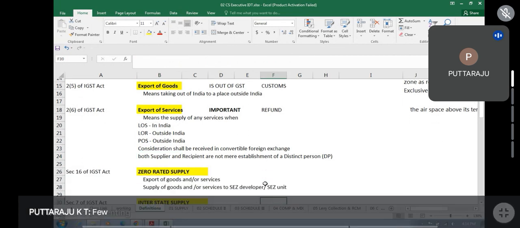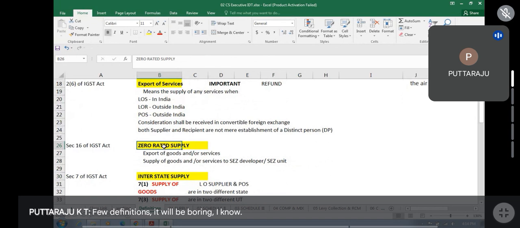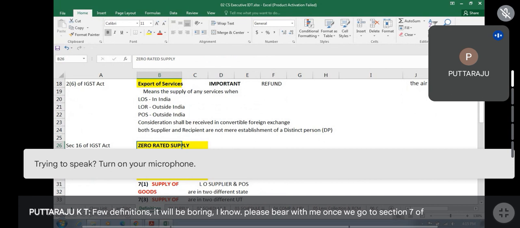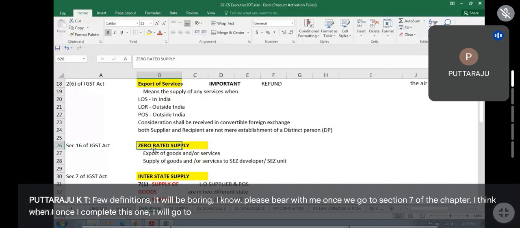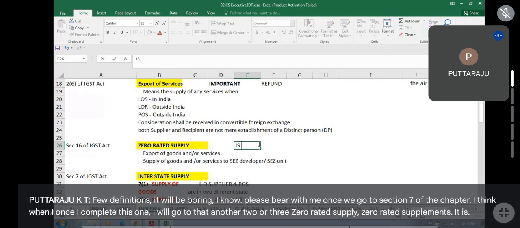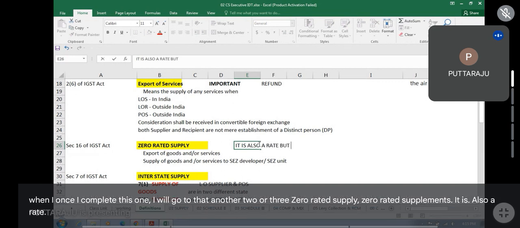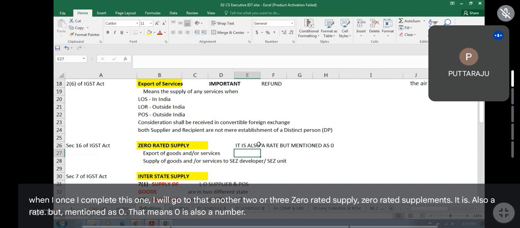Few definitions. It will be boring, I know. Please bear with me. Once I complete this one, we will go to section 7 of the chapter. Another two or three. Zero rated supply. Zero rated supply means it is also a rate, but mentioned as zero. That means zero is also a number. Yes or no?